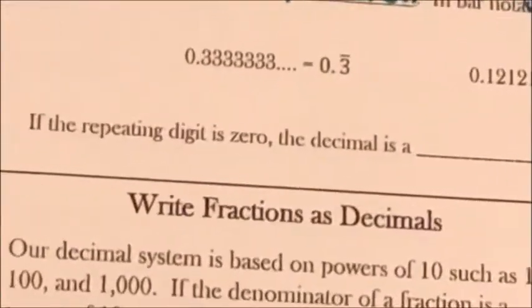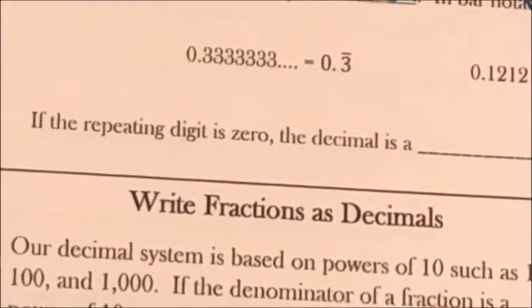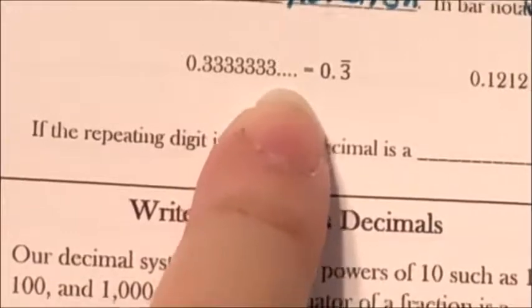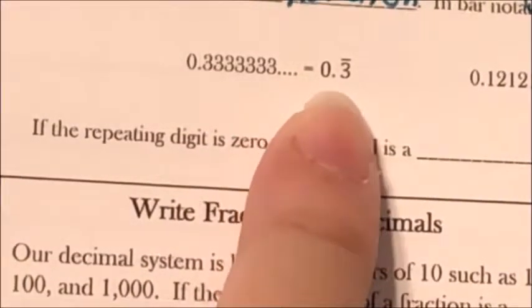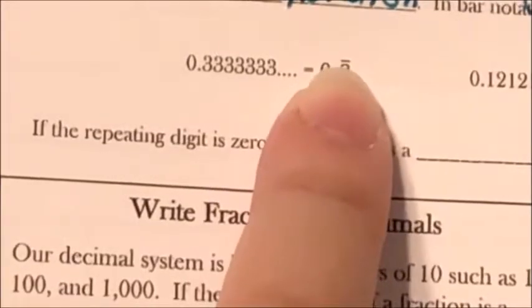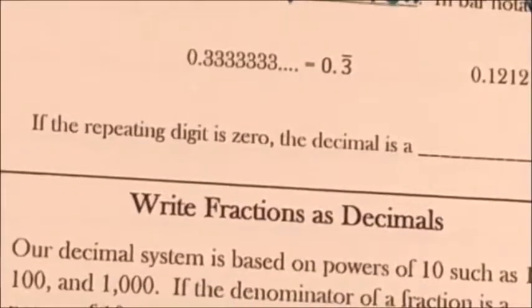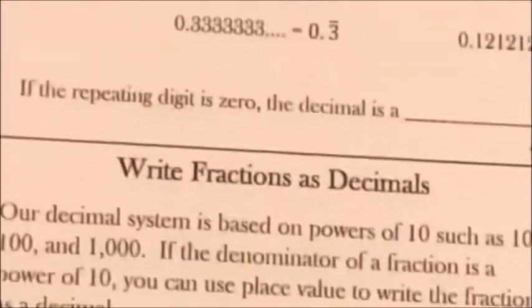Okay, so let's look at some examples. So I have 0.333 dot dot dot. The dot means it goes on forever. Okay, so I would write this as 0.3 with the bar over top of just the 3. Okay, repeat it.